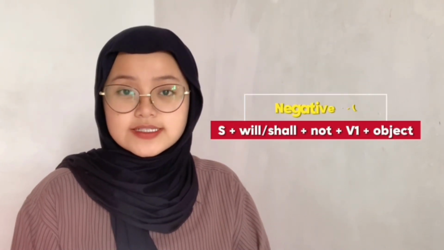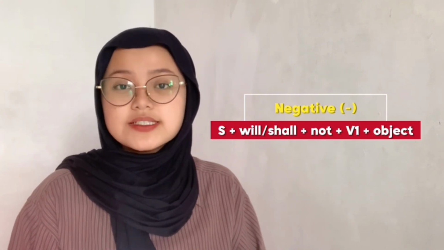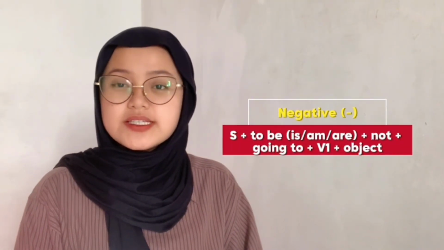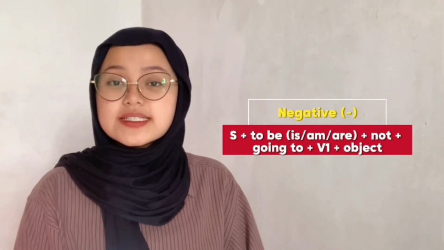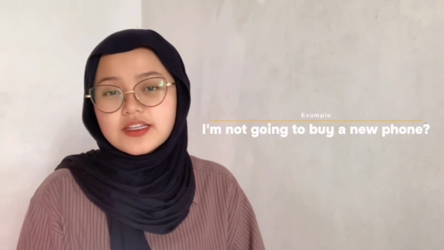For a negative sentence, it's subject plus will or shall plus not plus verb 1 plus object. For example, I will not go to school. Or subject plus to be, is, am, are, plus not plus going to plus verb 1 plus object. For example, I'm not going to buy a new phone.